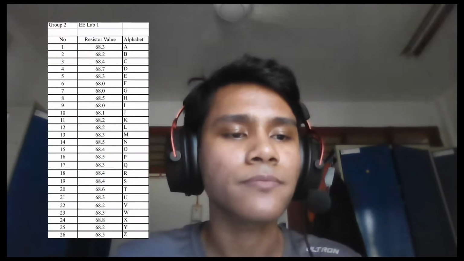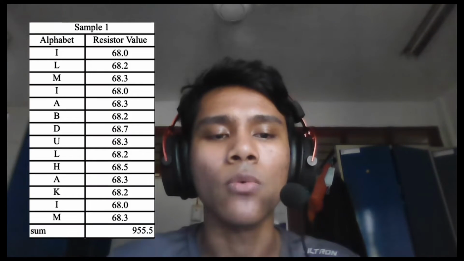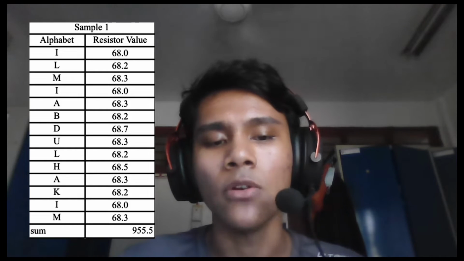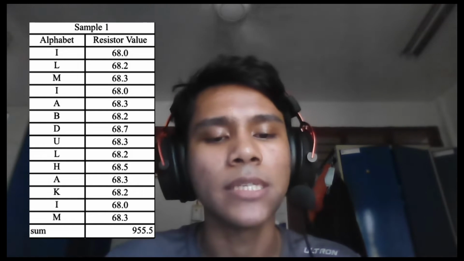So here we have the list of our resistor values. For each resistor we give it one alphabet. This is so we can make our sample. As you can see in sample 1, we have our alphabet using my name, Ilmi Abdul Hakim, the resistor value of each of them, and the sum of it is down below.